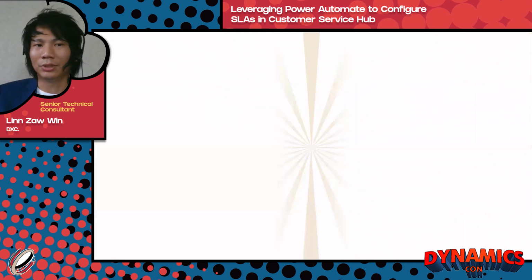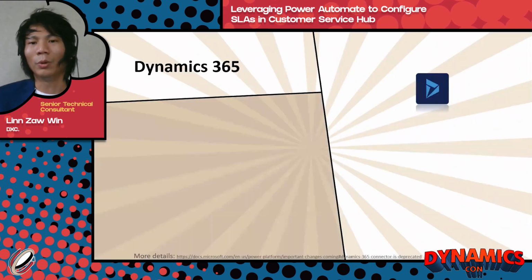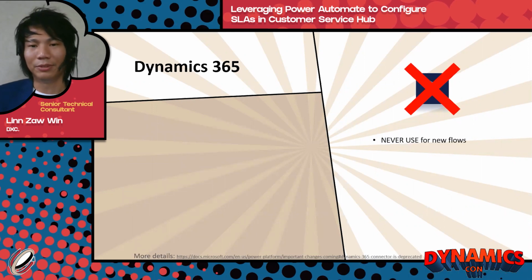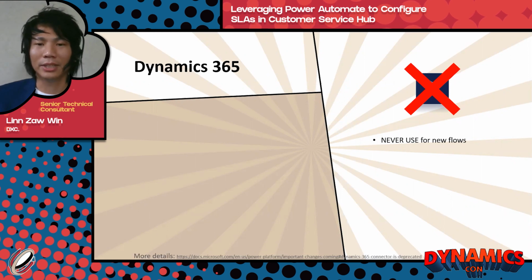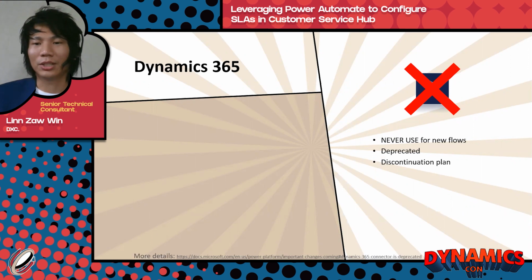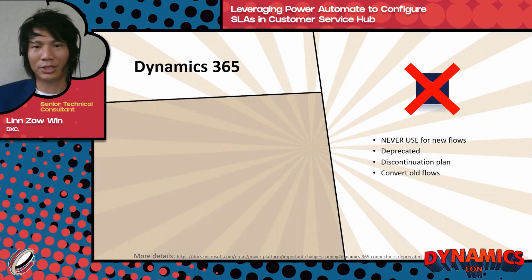And the last one is the Dynamics 365 connector. So when do we use the Dynamics 365 connector? The answer is never, because friends don't let friends use the Dynamics 365 connector. It has been deprecated since the 5th of May 2020. You should stop creating new connections with the Dynamics 365 connector, and you should convert the old flows whenever you have a chance.